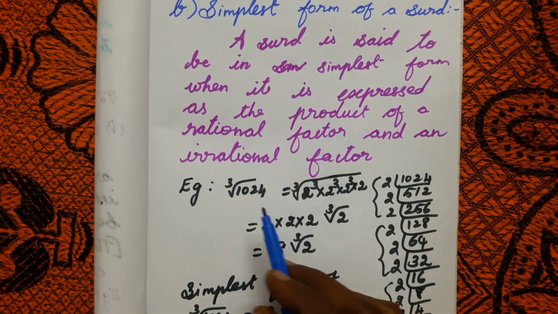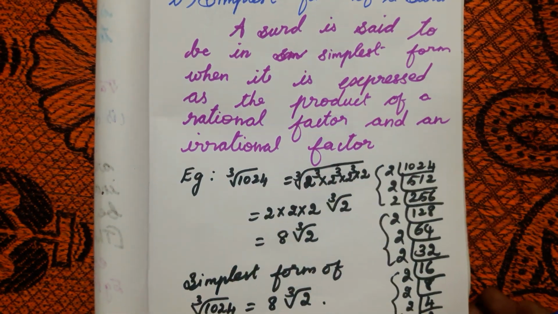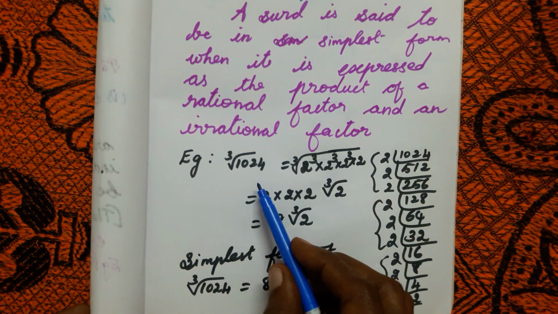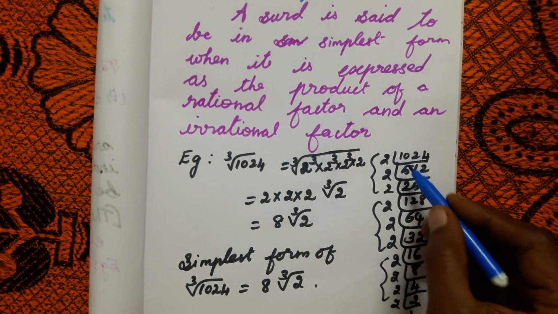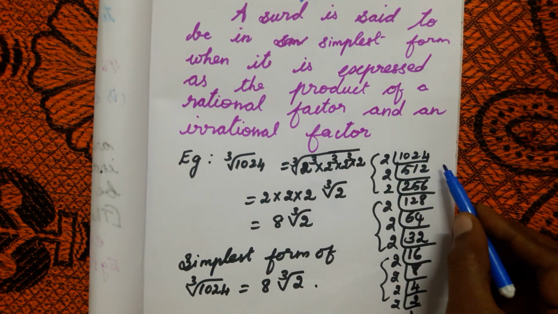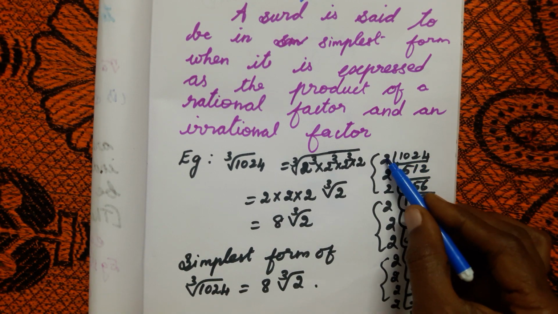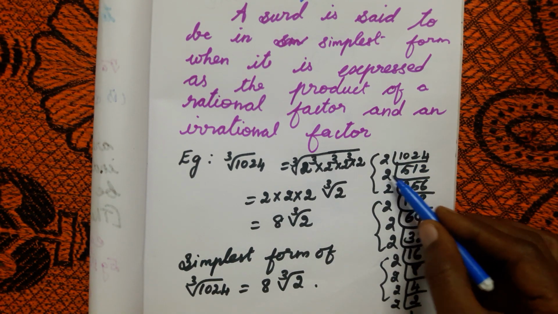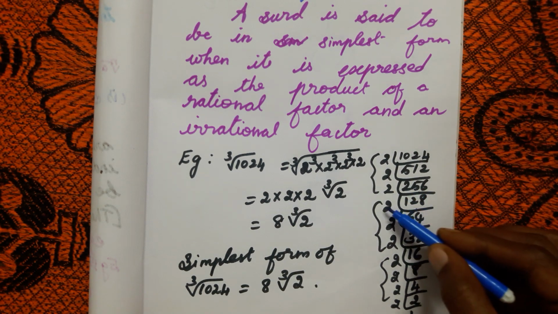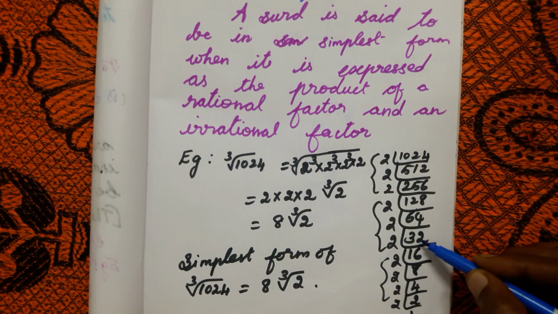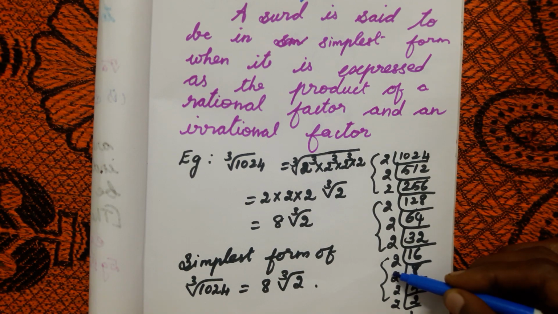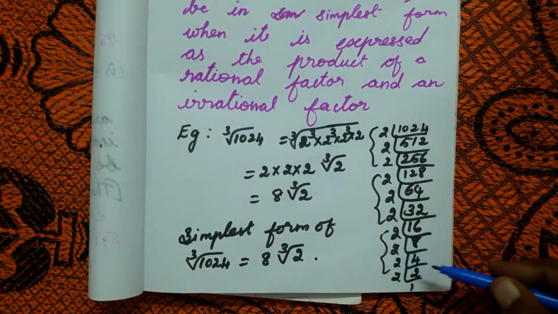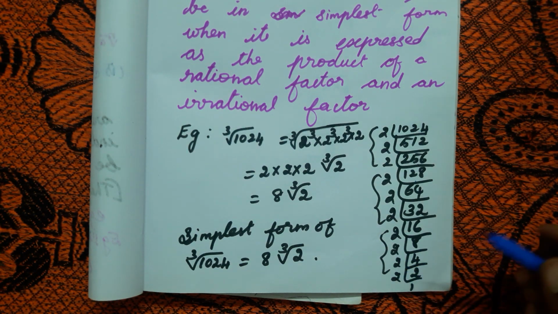For example, cube root of 1024. When we factorize this 1024, what do we get? We can factorize with the prime number 2. 2 into 512, again 2 into 256, again 2 into 128, again 2 into 64, 2 into 32, again 2 into 16, again 2 into 8, again 2 into 4, again 2 into 2, again 2 into 1.